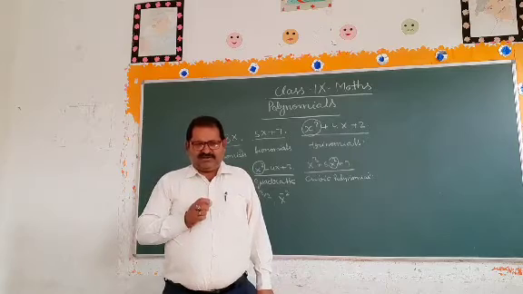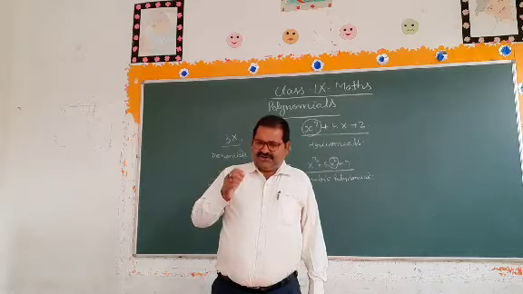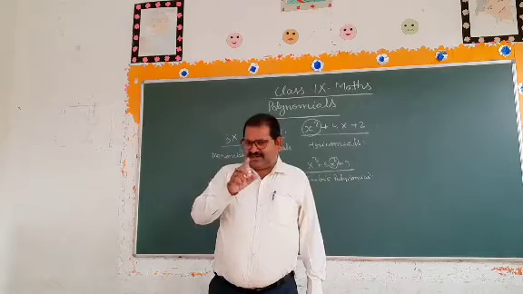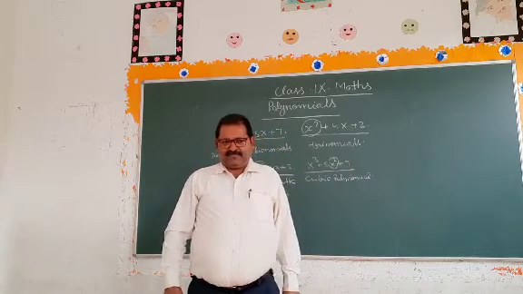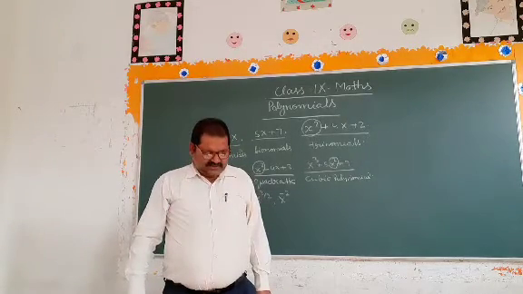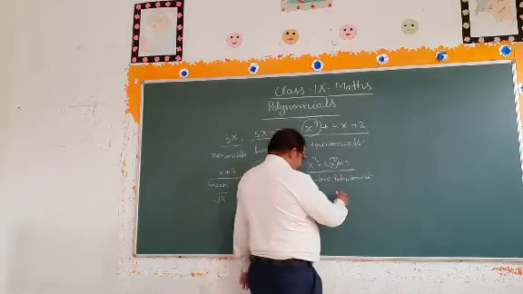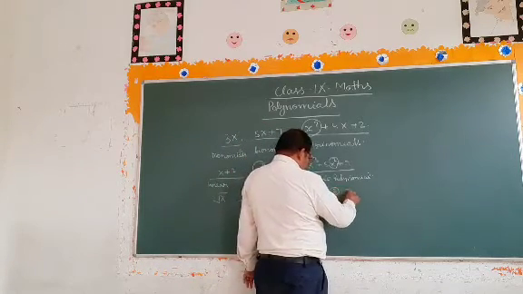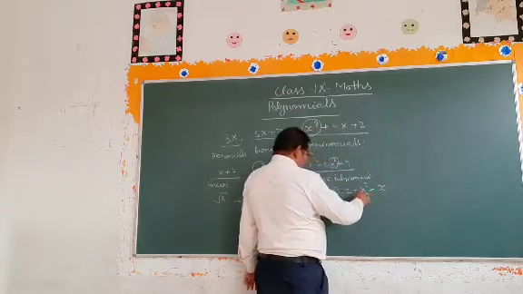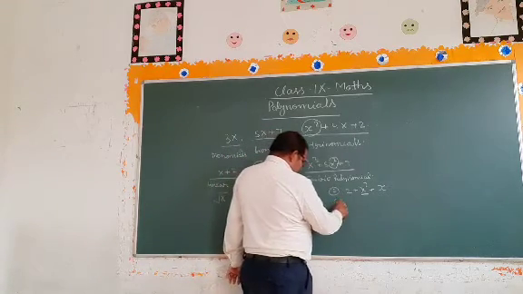Why? Because y is in the denominator. When the denominator goes to the numerator, the power is negative. Therefore, this is not a polynomial. Question number 2: 2 plus x square plus x. Find the coefficient of x square.